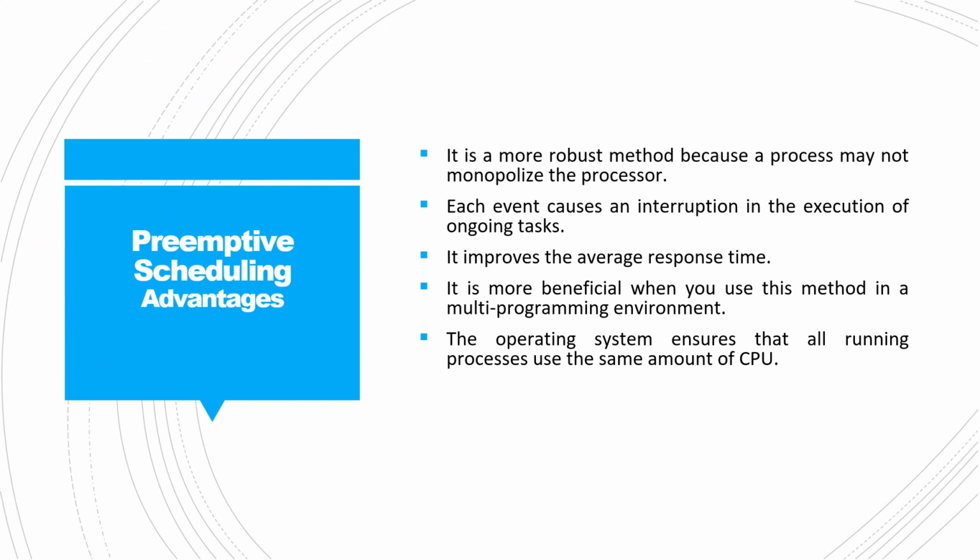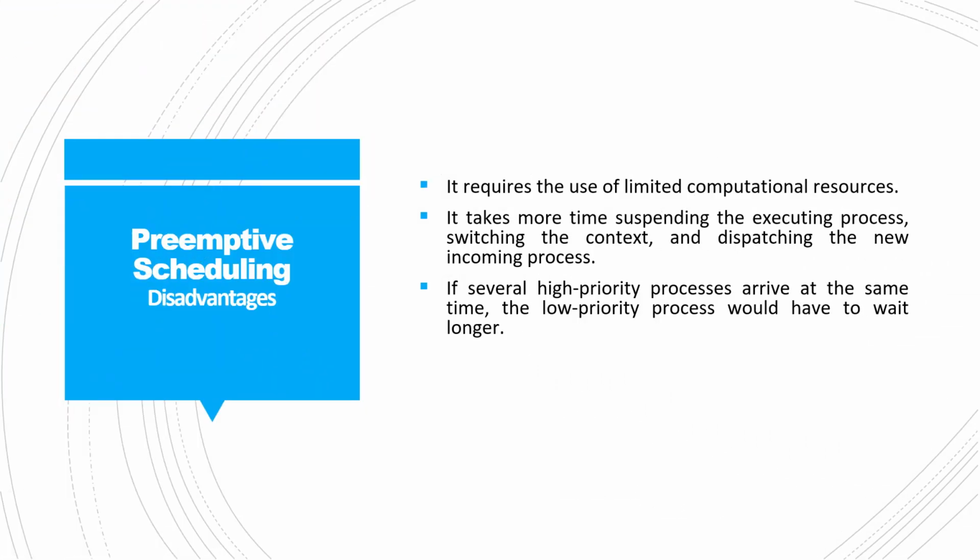Next, preemptive scheduling advantages. It is a more robust method because a process may not monopolize the processor. Each event causes interruptions in the execution of ongoing tasks. It improves the average response time. And disadvantages: it requires the use of limited computational resources. It takes more time for suspending or executing processes, switching the context and dispatching the new incoming process.